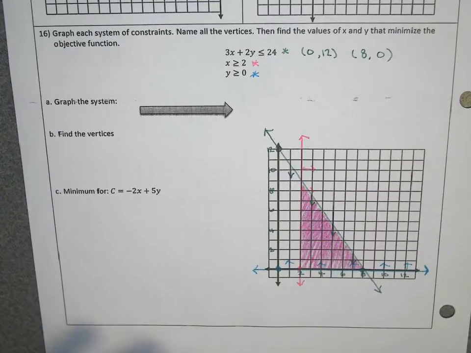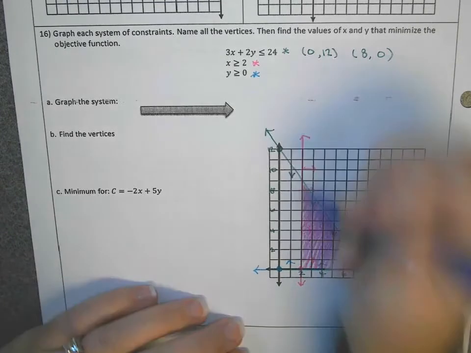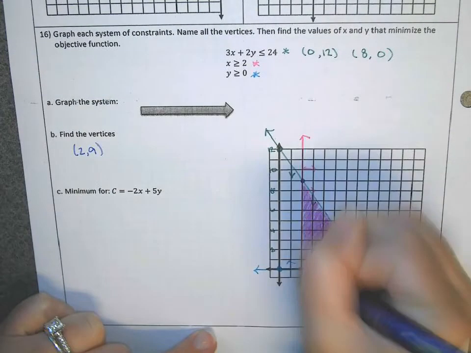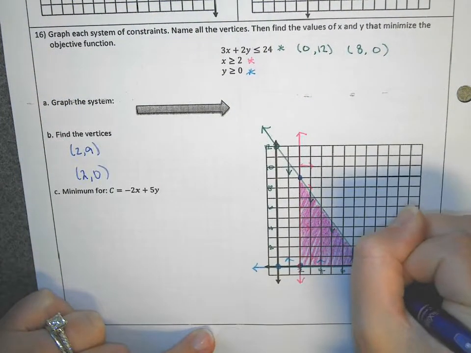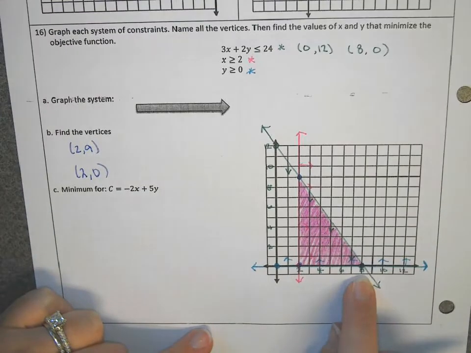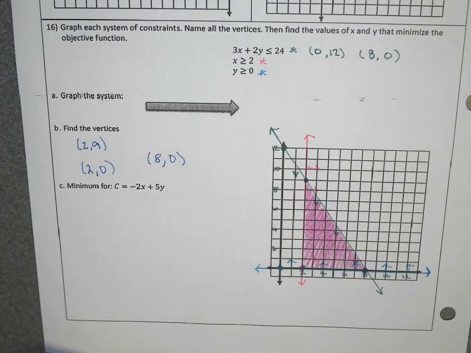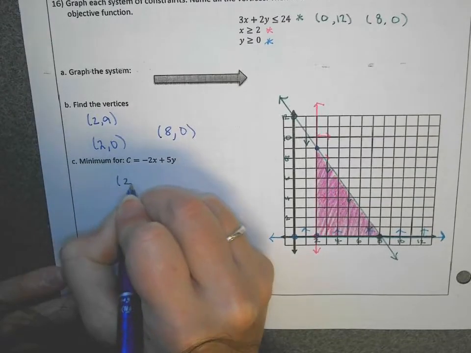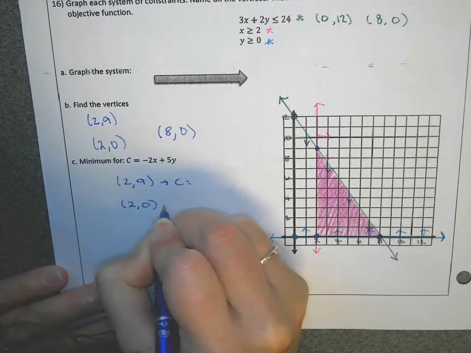All right, can we find our vertices? Where are our vertices on this graph? 2, 9, that looks good. 2, 0 looks good. And what point is this one? 8, 0. All right, now we have to find the minimum. So what I'm going to do is I'm going to write out my vertices again. And I'm going to figure out the cost at each vertex.